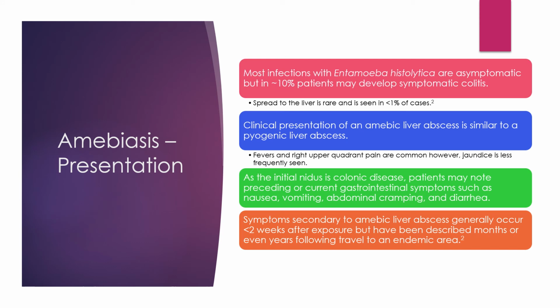For example, you can have fevers and right upper quadrant pain. In patients that actually have the liver abscess, as with initial colonic disease, you can have either preceding GI symptoms or concurrent GI symptoms. Symptoms due to liver abscess generally occur less than 2 weeks after exposure, but in some instances have been described months or even years later.